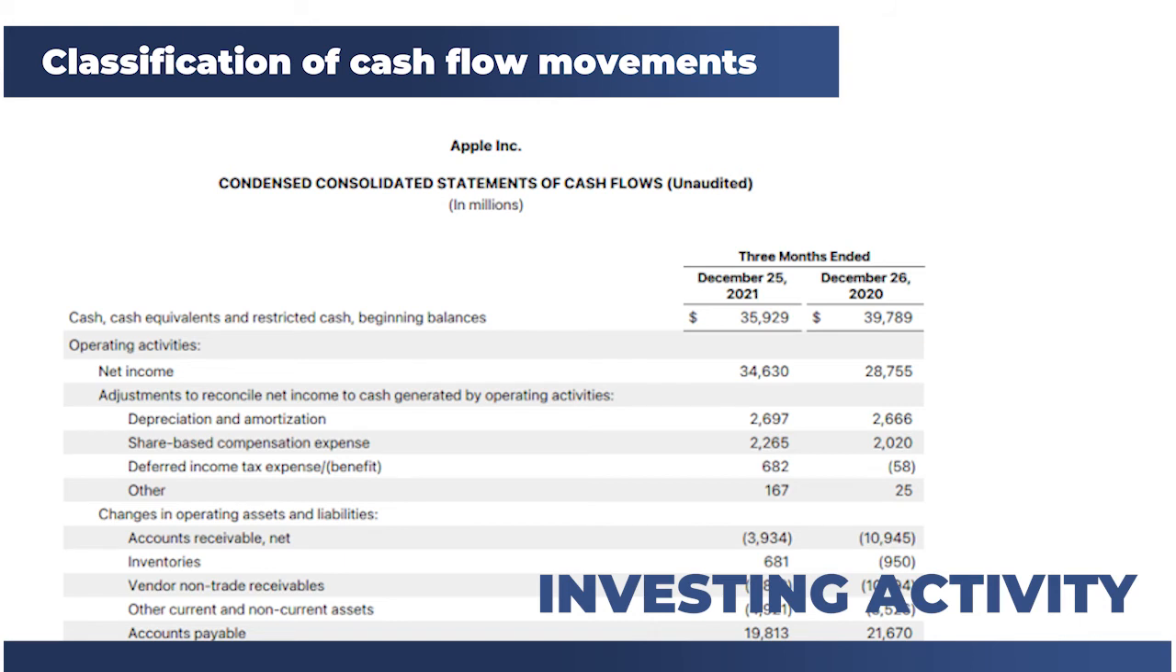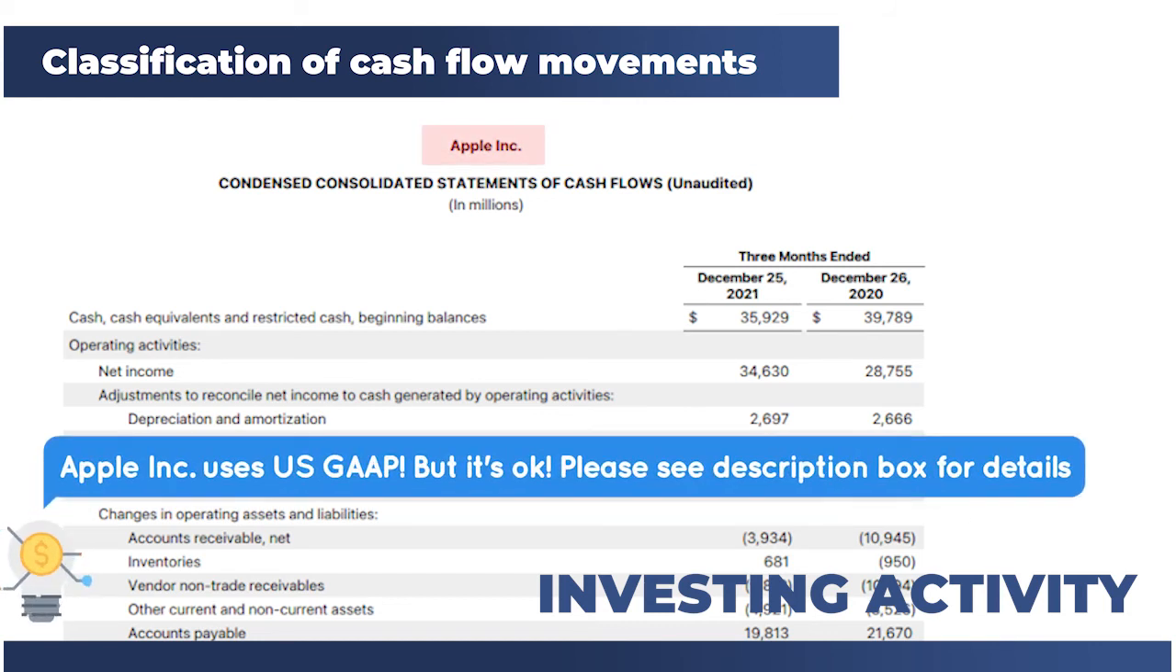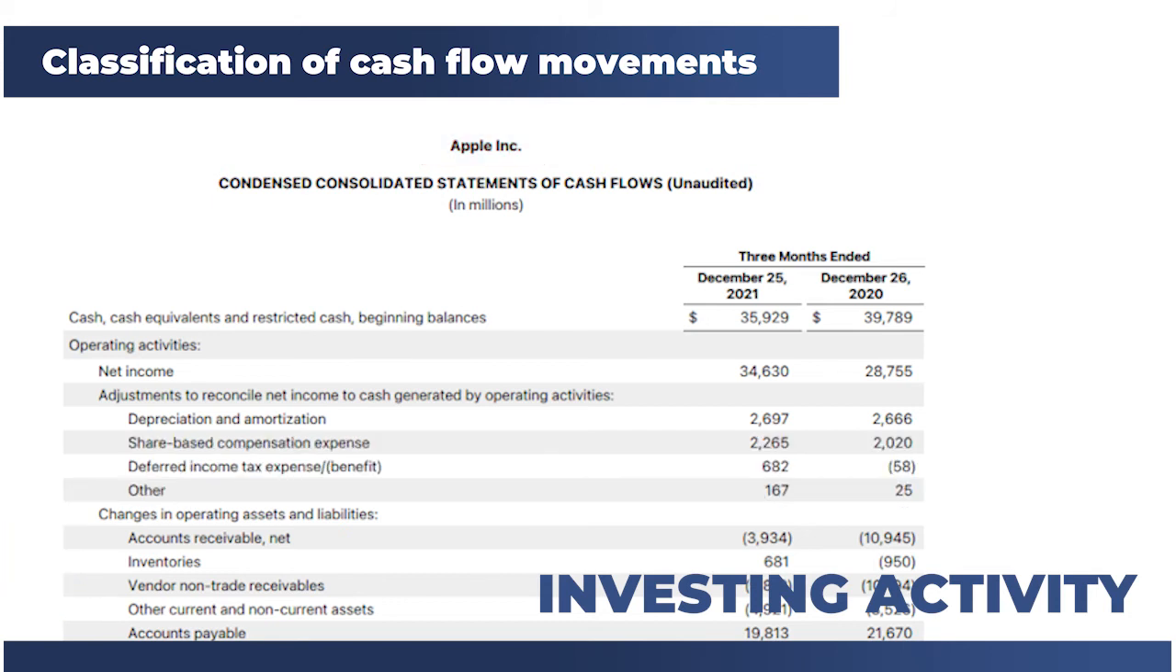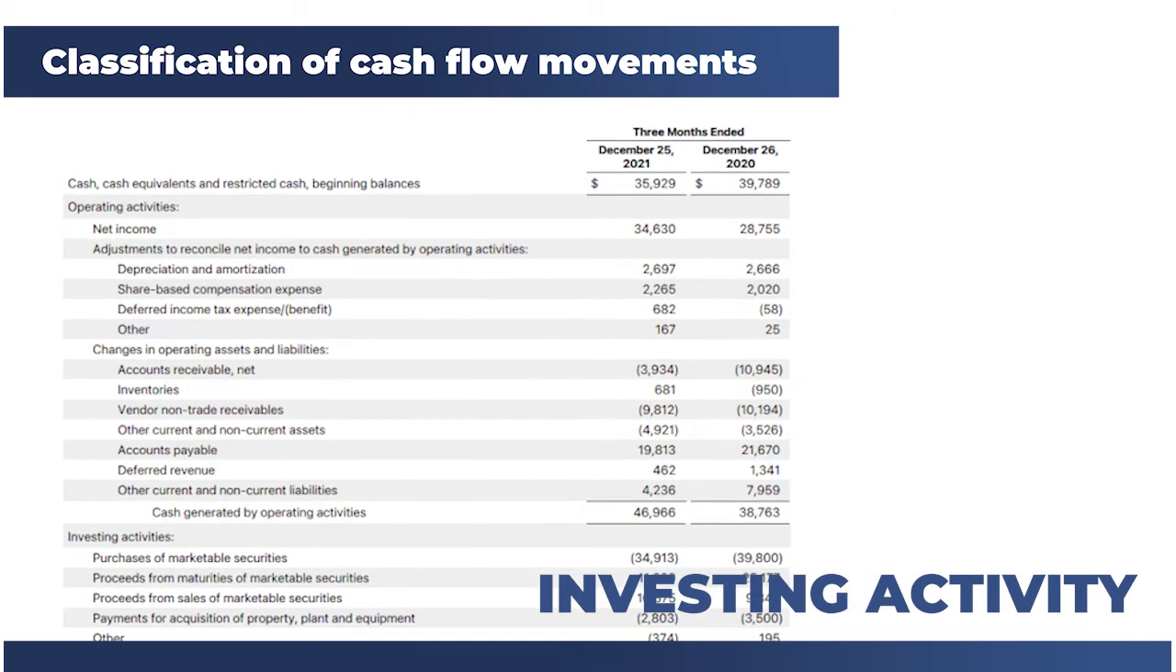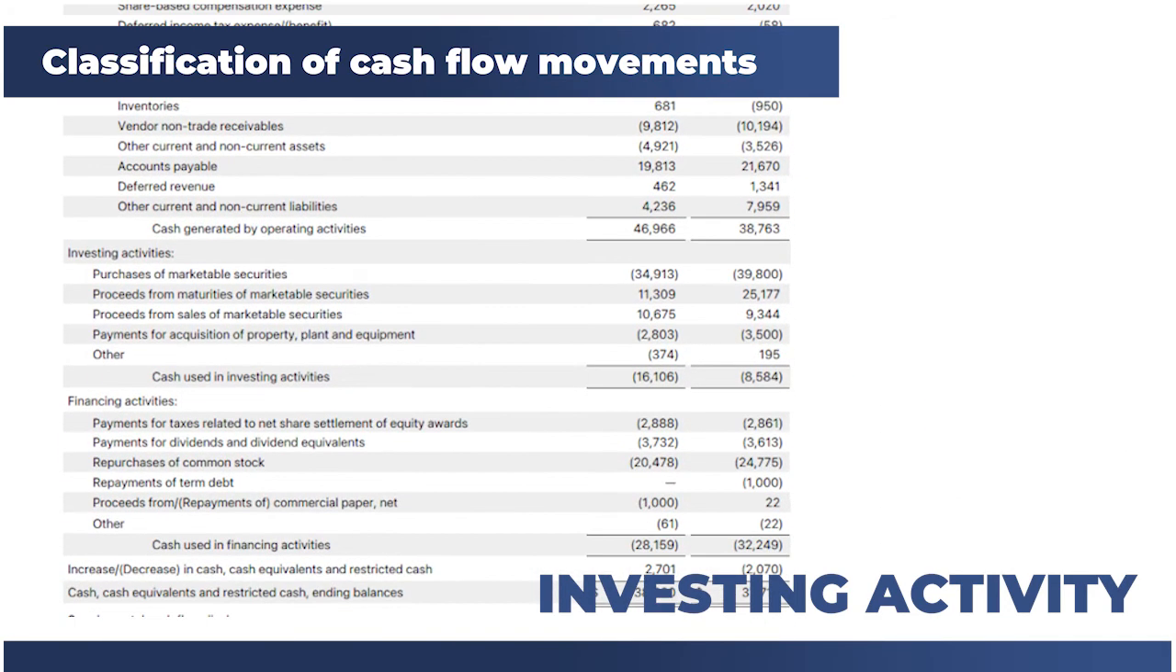Going into the same example from the operating activities section, we will also discuss the Apple Incorporated investing activities section of their statement of cash flows. As you can see, in the condensed consolidated statement of cash flows of Apple for the 3 months ended December 25, 2021, again, this means that this is the cash flow from Apple for the period October, November, and December of the year 2021. The first portion is the operating activities, which we have already discussed earlier. If you scroll down below, you will see the investing activities.